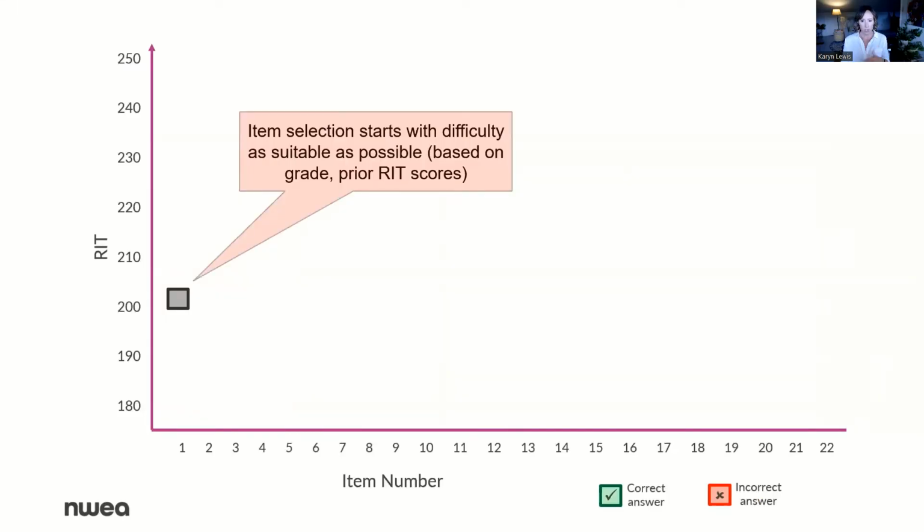In this case, students start at item 1 with an item selected for them with a difficulty that is as suitable as possible. For some students who have already taken the MAP Growth assessment, we know their prior RIT scores, and that information can help us select the item difficulty for that first item. In other cases, when we have no prior information about a student, we use their grade level to help us determine the difficulty that would be most consistent with where we'd expect the average student of that grade to be achieving. The system monitors how the student responds to that first item.